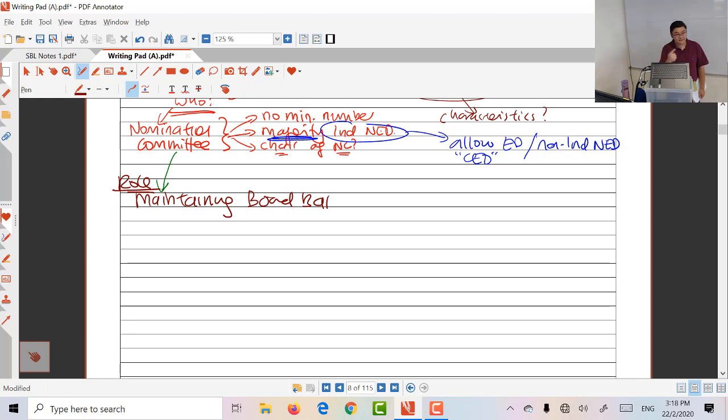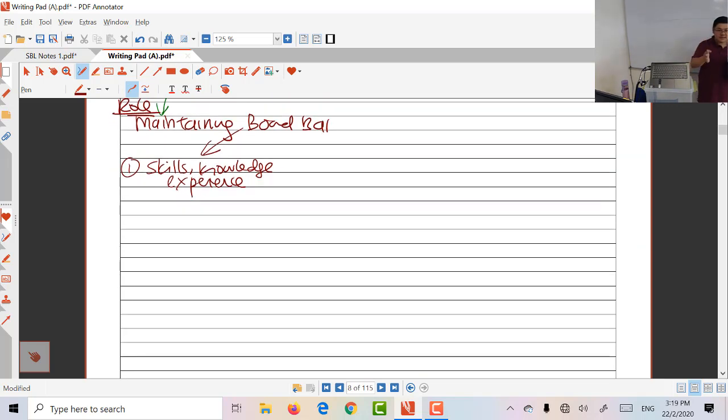Now, we tell ourselves, what kind of balance? If not, you find it very hard to expand your answer. So you first tell yourself, what kind of balance are you saying? Now, how many balances have we seen so far? Okay, balance of skills, knowledge, experience. It's your job to make sure that the board has the right people in terms of skills, knowledge, experience. Now go further. How do you make sure that will happen?